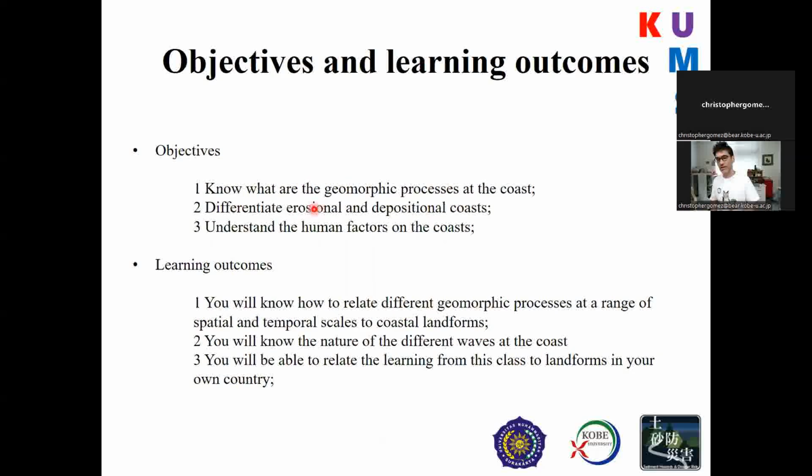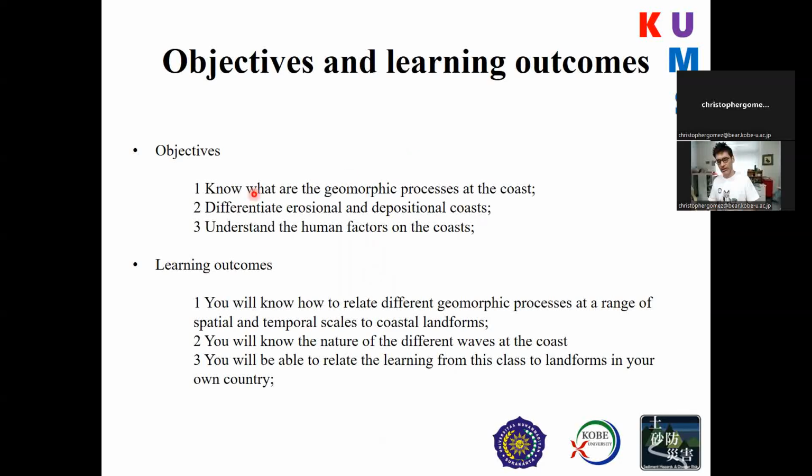Erosion, to give you an idea, is Shinshoku in Japanese, erosi in bahasa Indonesia. And depositional is the opposite of erosion, taiseki. So it is a different way of working. And then we'll see the influence of the human factors on the coast.